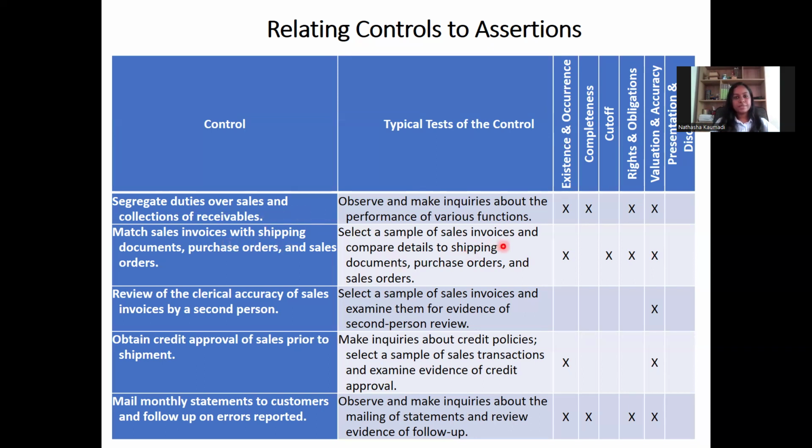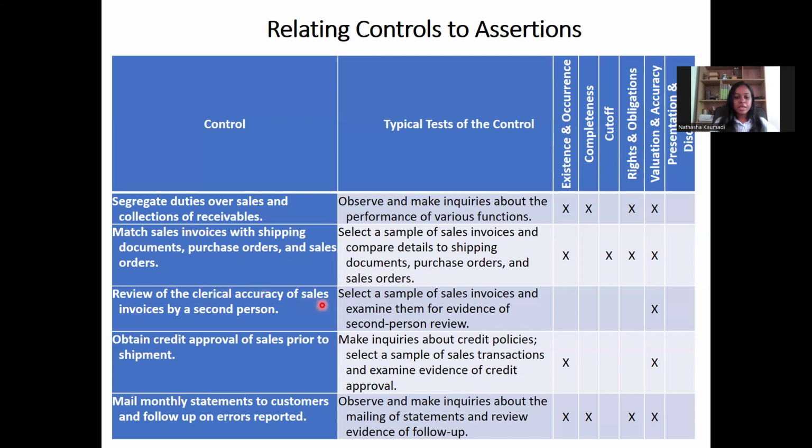Select a sample of sales invoices and compare details to shipping documents, purchase order, and sales order. By doing this, you can cover occurrence, not existence. Occurrence, cut-off, because you can check the dates as well, and rights and obligations. You have the right to record that sale because you have the genuine sales order. It talks about accuracy as well. You can confirm the value. Likewise, I hope now you can understand the style of this, right?